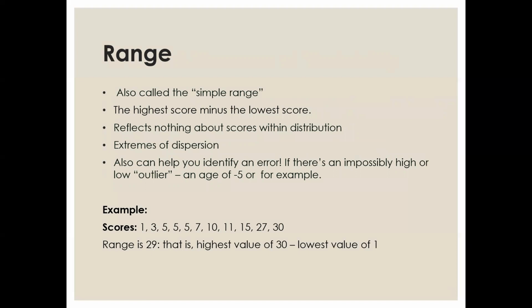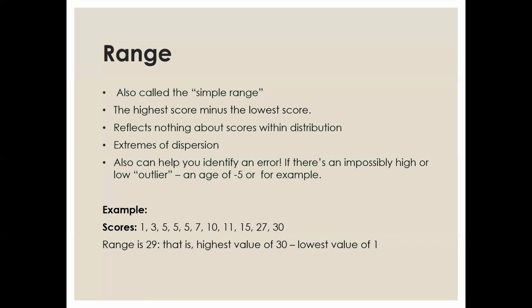And the range is one of the simplest ways that we calculate dispersion, variation, variability. And it's a simple formula. It's just the highest score minus the lowest score. So, you know, we could say that the range of scores on this test, on this measure, are from 1 to 30, right? It ranges from 1 to 30, and that full range is 29. So there's a wide range of scores.